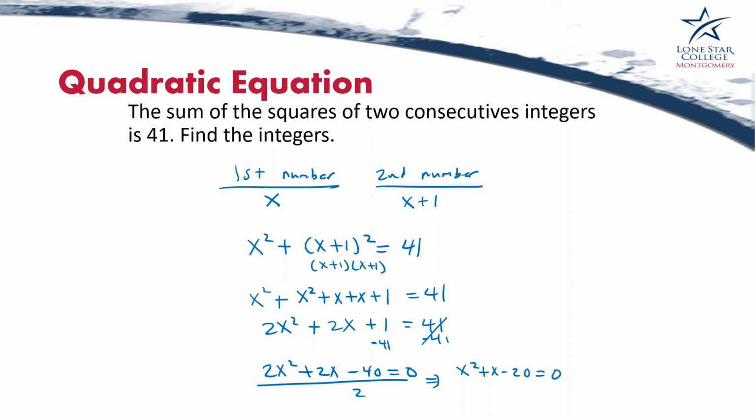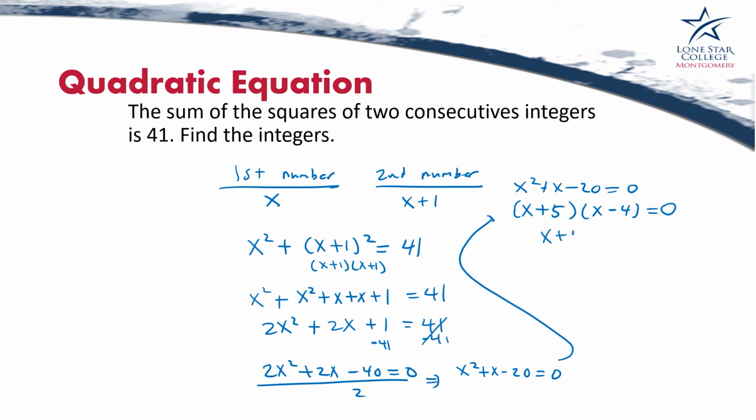Let's go up here so we get a little bit more space. So now we need to factor. We think of two numbers that multiply to get negative 20, but add to get positive 1. That would have to be (x plus 5)(x minus 4) equals 0. So set them separately and solve for x. That means x has to be negative 5 and x has to be 4.